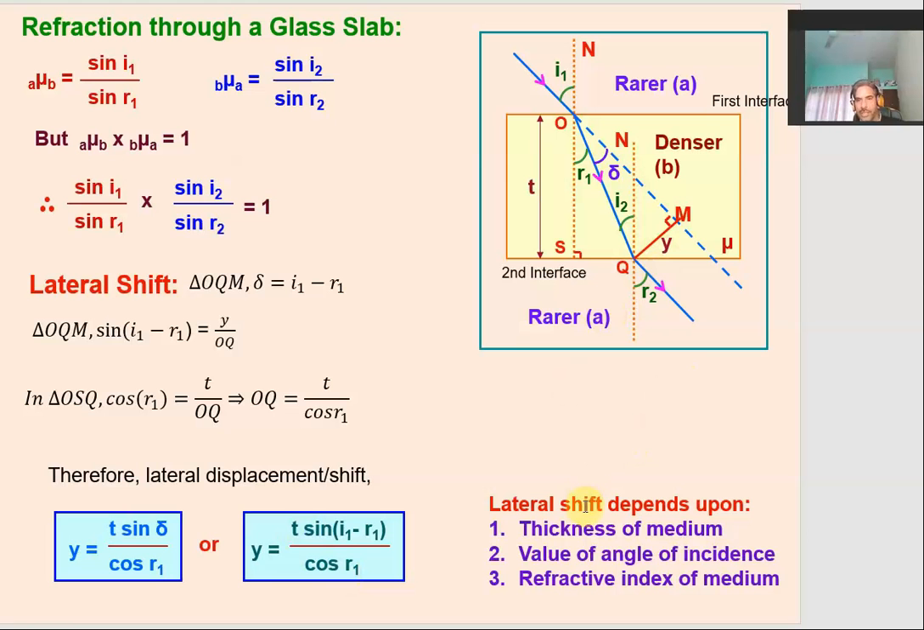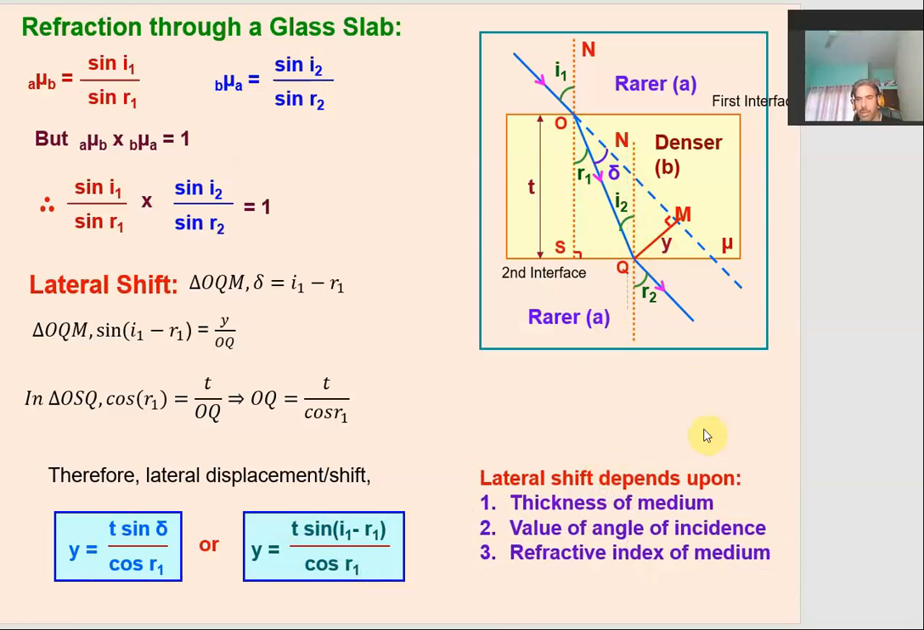And this lateral shift will be more or less depending upon different factors. It will depend, number one, on the thickness of the medium. The more the thickness of the medium, the more this light ray will shift away from its original path. So more will be the lateral shift or lateral displacement.